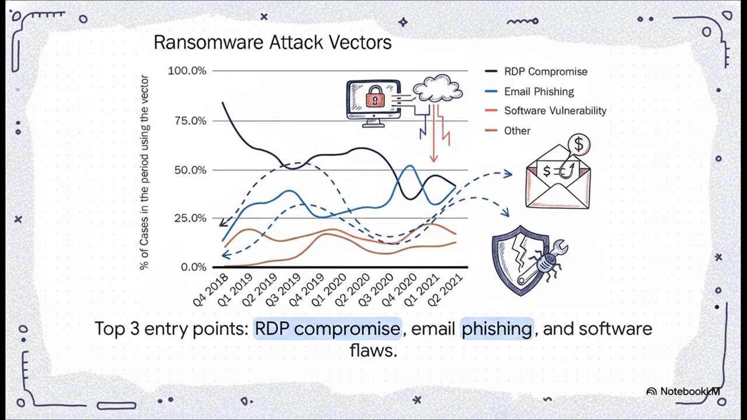You've got RDP compromise. That's when they abuse insecure remote desktop connections. Then you have classic email phishing. And of course, unpatched software flaws. These are by far the top three ways they get their foot in the door.